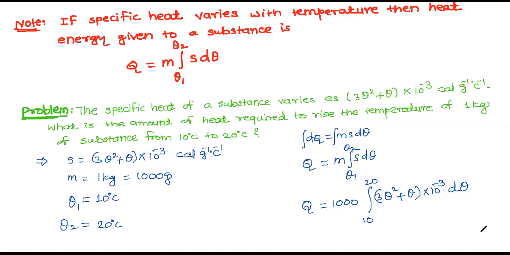Okay, let's move ahead. Next, so now we got this one. Q is equal to 1000 integration 10 to 20, this is 3 theta square plus theta into 10 to the power minus 3 d theta. So first, this 10 power minus 3 is there, no? This 10 power minus 3 I am taking out.